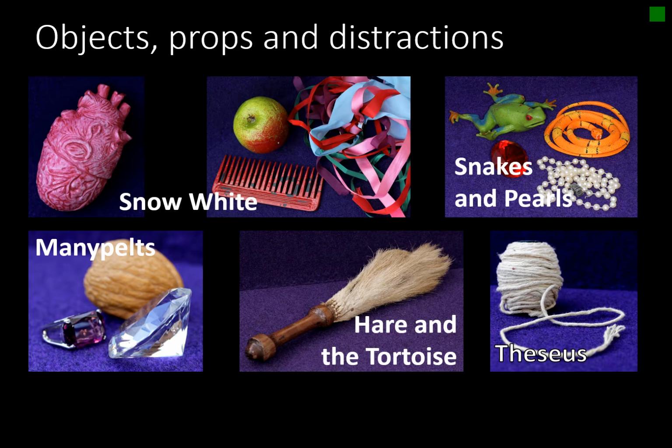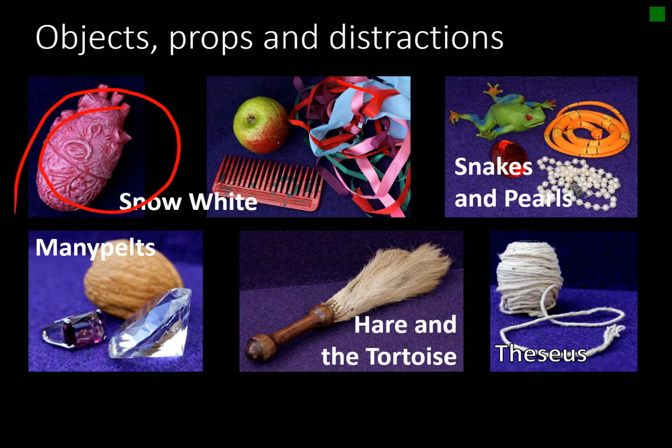So starting in the top left, we have Snow White. And there we have a heart, because Snow White's stepmother demands that Snow White's taken into the forest and her heart is cut out and taken back so that the Wicked Queen can eat it. So we have the heart there, and it's a toy, it's a rubber heart, and it's nice and flexible, so I can move it as well and give it some life to add to the horror of the story.